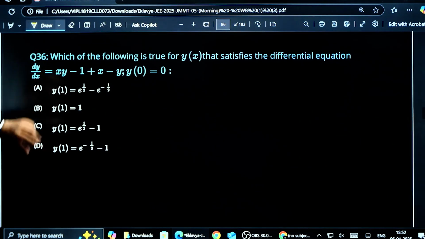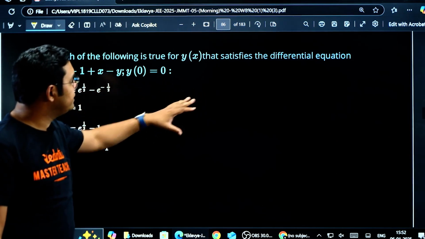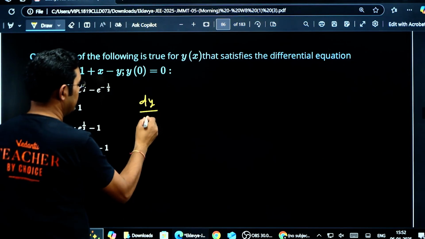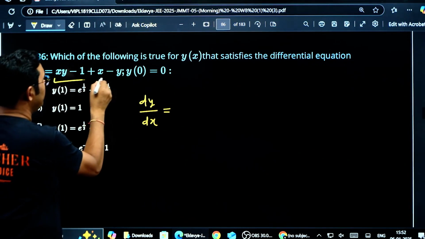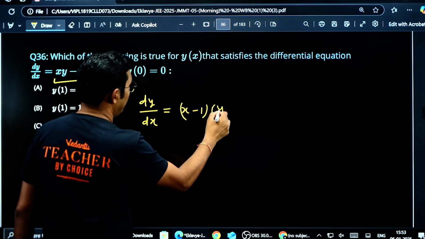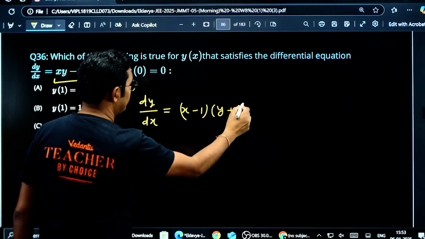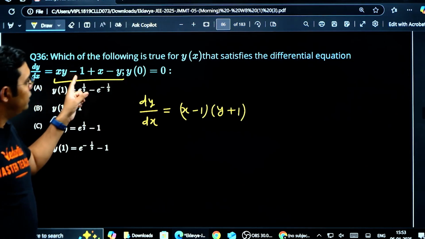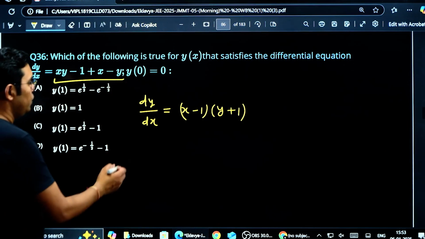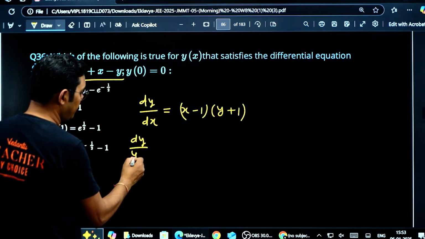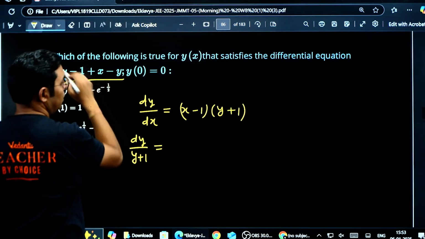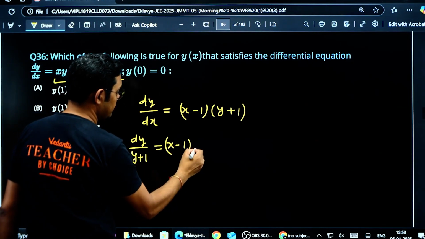Which of the following is true for y(x) that satisfies the differential equation? Okay. Now you can see for this dy upon dx, this expression here can be factorized. How? x minus 1 will be one factor and y plus 1 will be one factor. Let us check. x into y, then plus x minus 1 minus y. Yeah, that's right. Now I think it's a variable separable question. You can write dy upon y plus 1 is equal to x minus 1 into dx.